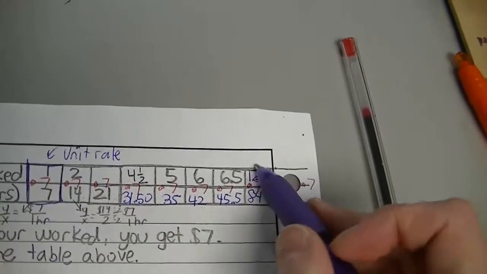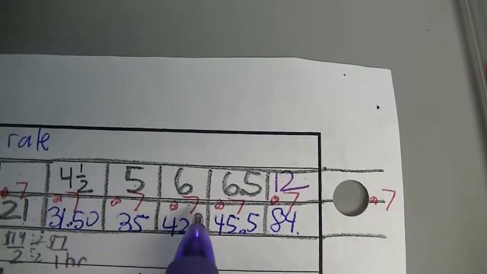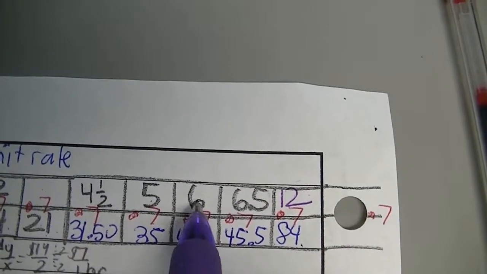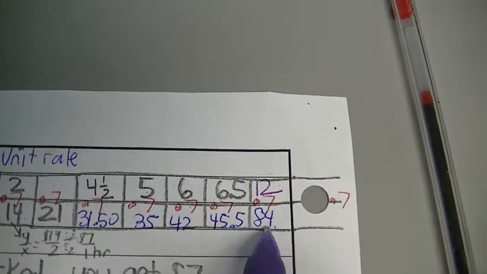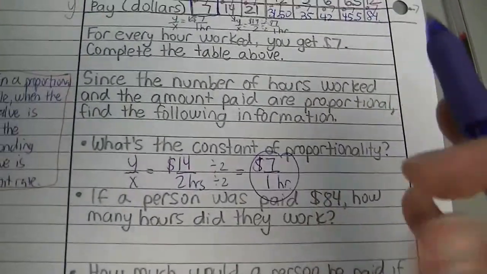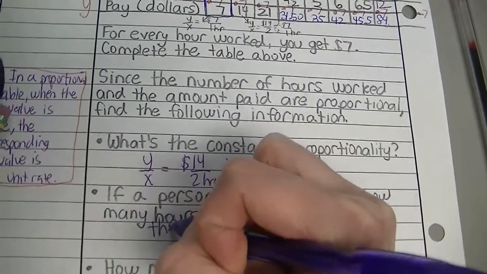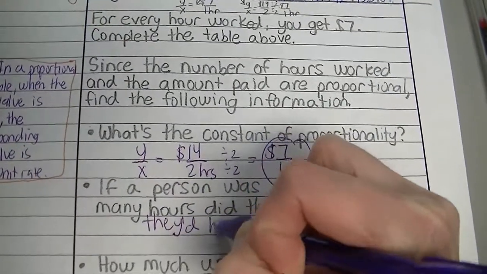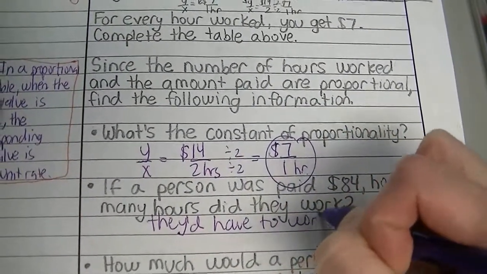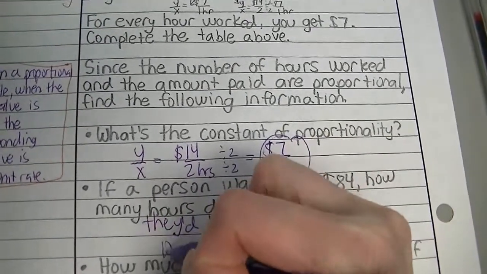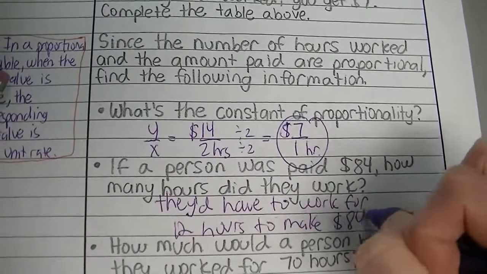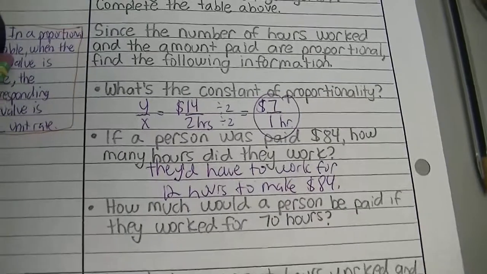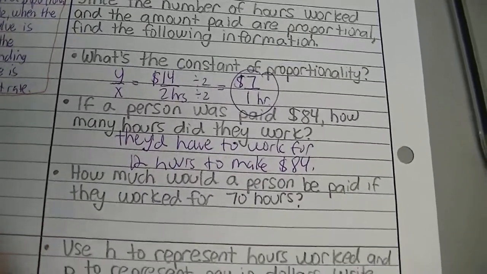Okay? You work 12 hours to make $84. And that's kind of interesting right here because since this is a proportional table, if I work 6 hours, I made 42 bucks. So if I doubled this 6 to get to 12, I'd have to double this 42 to get to 84. Oh, that makes sense. Well, I hope. Okay, so they'd have to work for 12 hours to make $84.